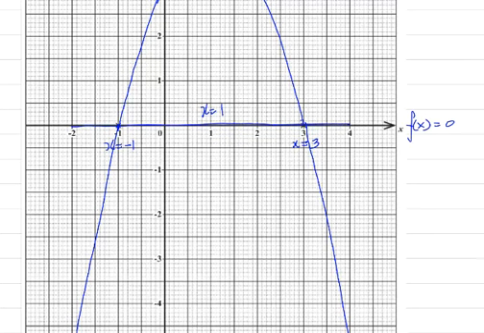And x is equal to -1 and x is equal to 3 are the values of x for which f of x is equal to 0. Between x is equal to -2 and -1, the graph is below 0. Between x is equal to 3 and x is equal to 4, the graph is also what? Below 0. Between x is equal to -1 and x is equal to 3, the graph is above 0.